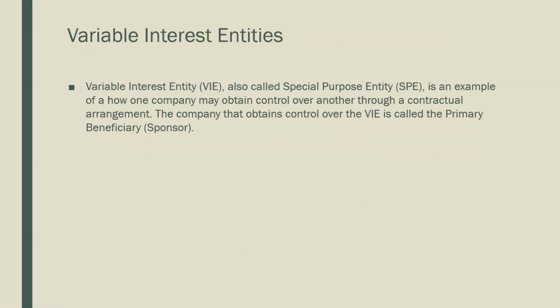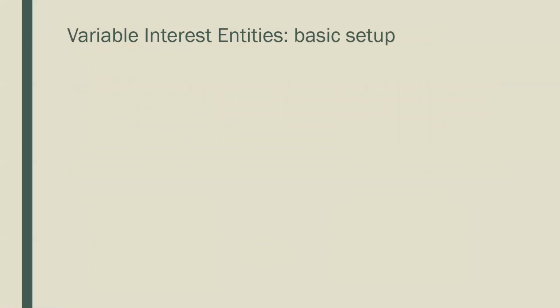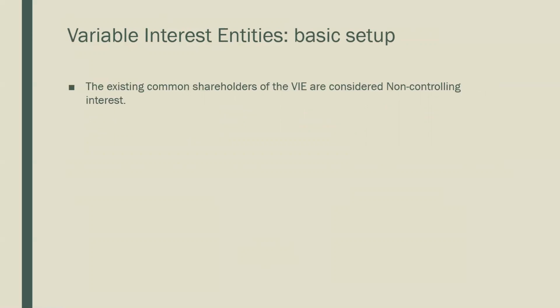So variable interest entity, also called special purpose entity, is an example of how a company may obtain control through contractual arrangement. The company that obtains control is called the primary beneficiary, or another word for that is sponsor. The sponsor must consolidate the financial statements of the VIE. So what's the basic setup here? The existing common shareholders of the variable interest entity are considered non-controlling interest.